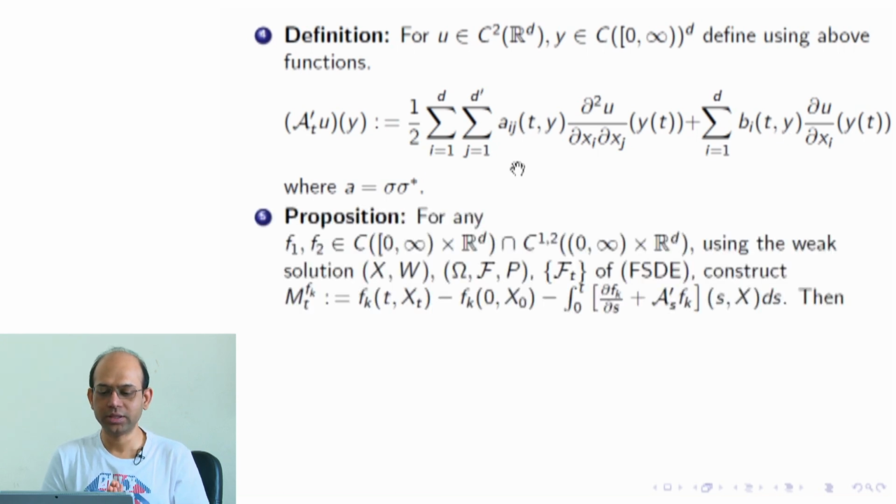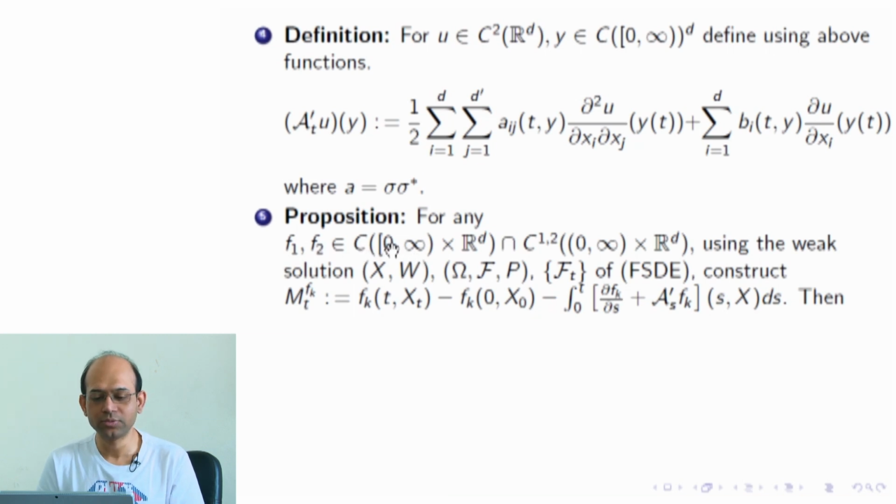Now we see a proposition which says that if this equation, FSD, which we introduced in the earlier slide, has a weak solution, then how is that solution related to this operator. For any f1 and f2 which are continuous functions of time and space, once continuously differentiable in time and twice continuously differentiable with respect to space. Here u was just a function of the space variable, correct? It is twice differentiable. But here f1 and f2 are functions of both time and space. So using the weak solution, we are assuming that equation FSD has a weak solution.